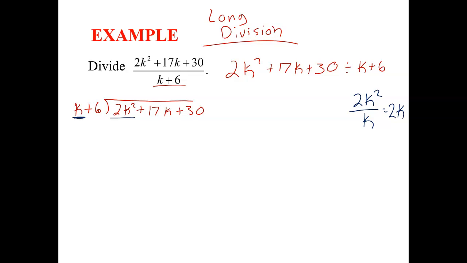Now, just for simplicity, we always line it up with whatever our power is. So since I have a 2k to the first power, it's going to line up with my 17k to the first power. Just keep everything neat and nice and in line.